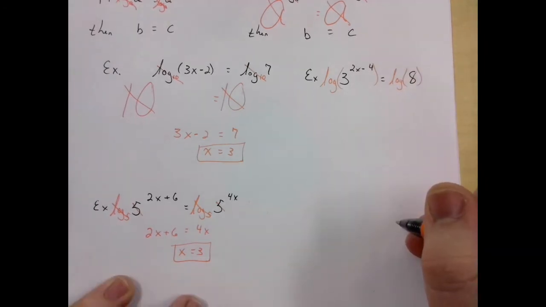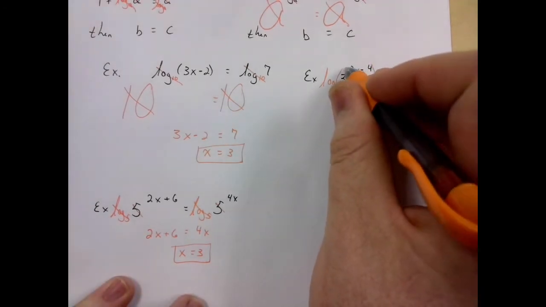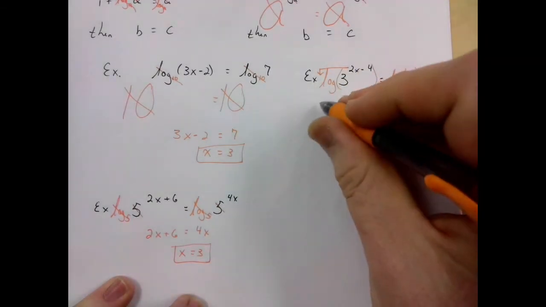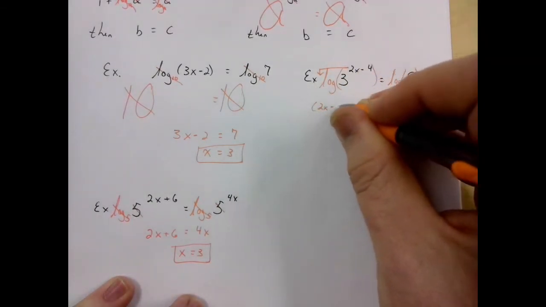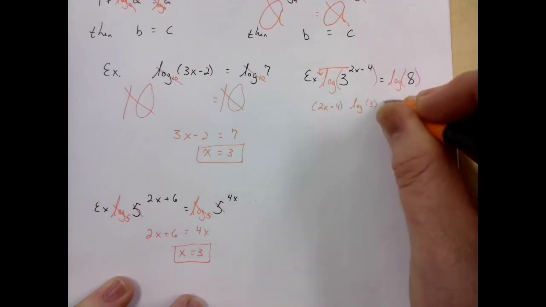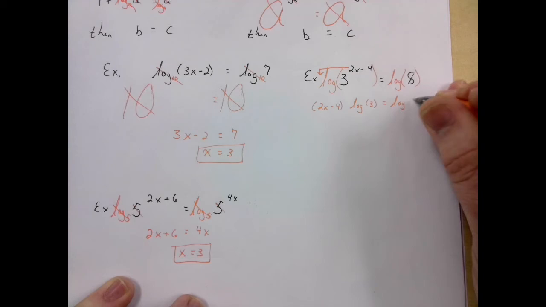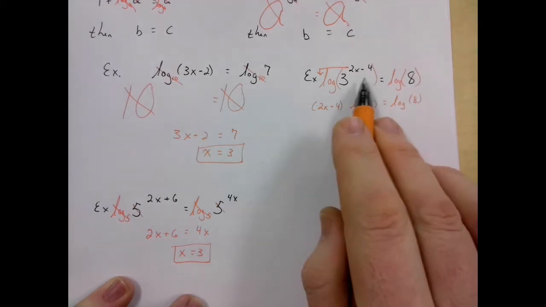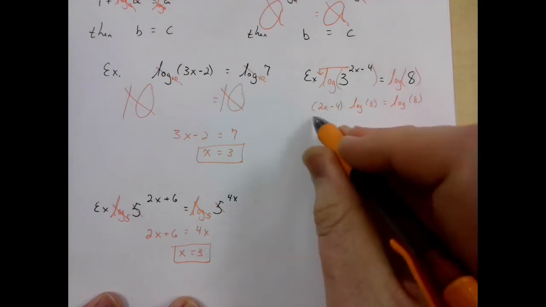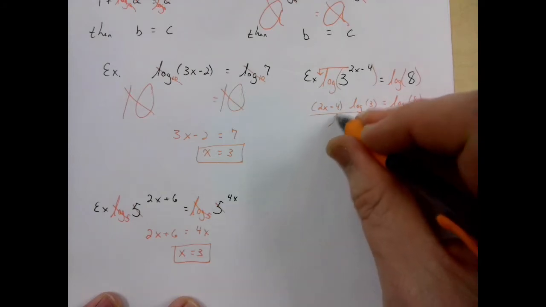Now here, because of the properties of logs, I can pull this exponent down front. Remember that's our property there. So I can write this as 2x minus 4 times the log of 3 is equal to the log of 8. And that's the power of this. When we take the log, we just bring it down front. Now what I can do is divide each side by the log of 3.